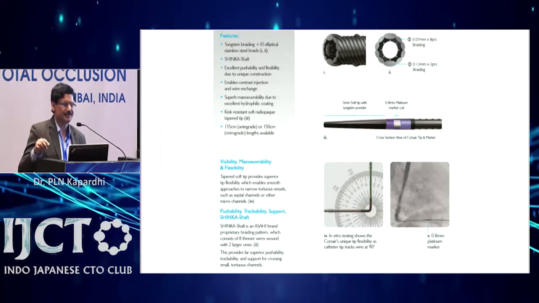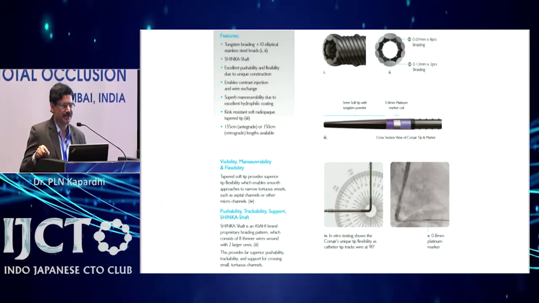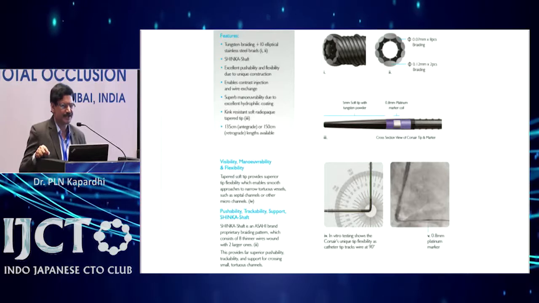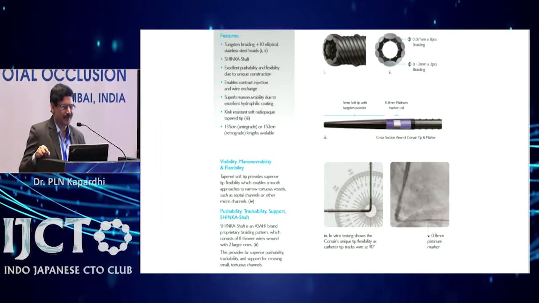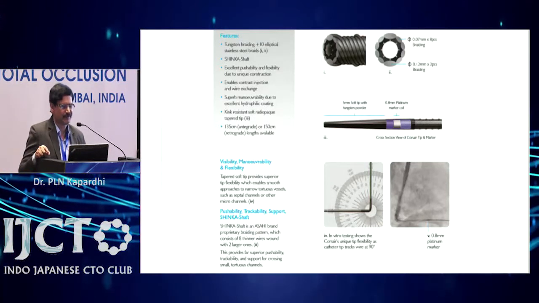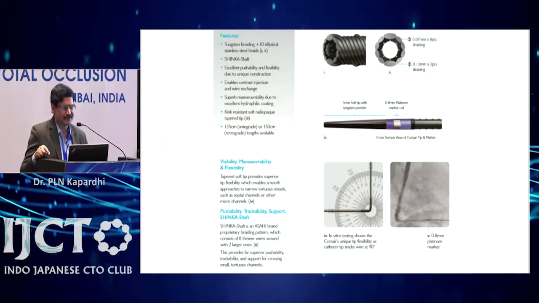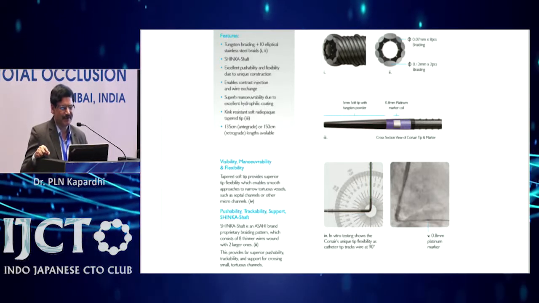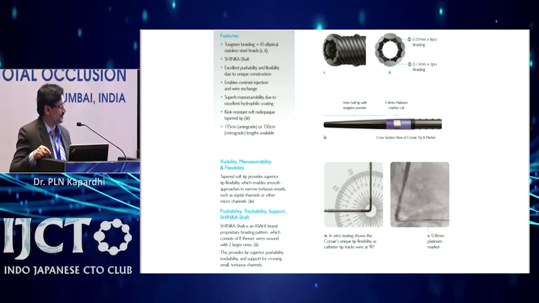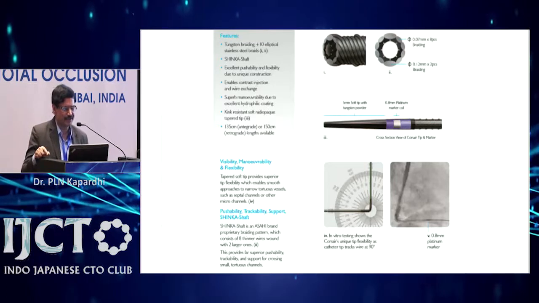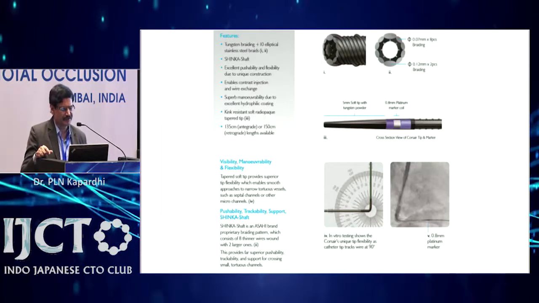Not only is it important for support, it is useful for wire exchange and contrast injection. It has superb maneuverability due to its excellent hydrophilic coating, and it is also kink resistant with a soft radiopaque taper tip. It is available in 135 and 150 centimeter lengths, and the tapered soft tip provides extreme tip flexibility. As you can see how flexible it is, even at 90 degrees in tortuous micro channels, it is basically designed to cross the collaterals.